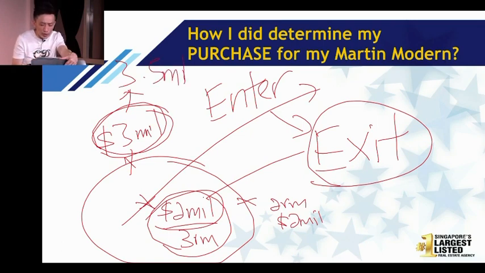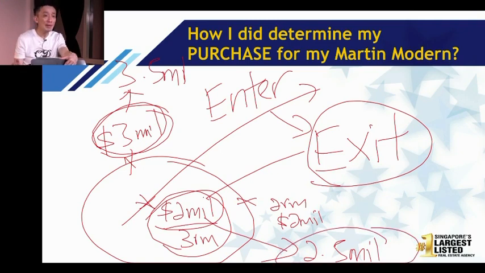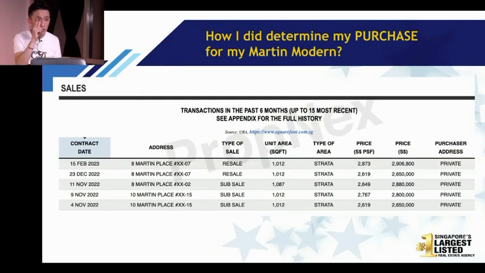Then I say I don't need to sell at 3.5 million. I sell at 2.5 million. I also make $500,000. The guy who buys at 3 million also makes $500,000, right? I say, why don't I buy something that is small? I buy a lower quantum. That's why one of my strategies is what? Later I'll share with you here.